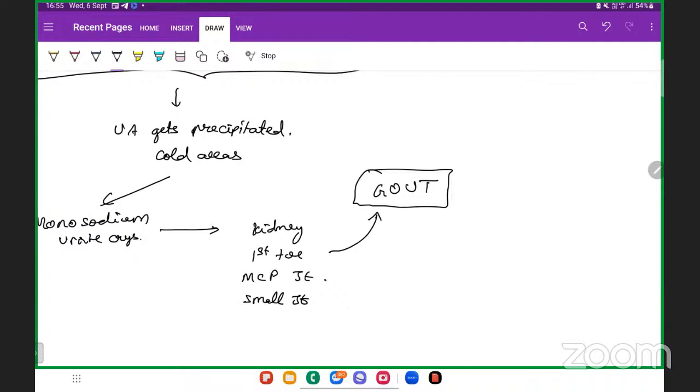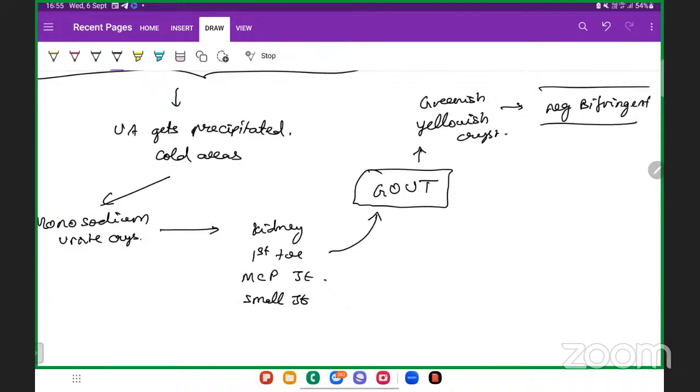In gout, there are going to be yellowish, or I can call them greenish, crystals. These are negatively birefringent. All these points they will ask in your viva, guys. Kindly note it down: negatively birefringent. So this is the structure, and this is what you all need to remember.